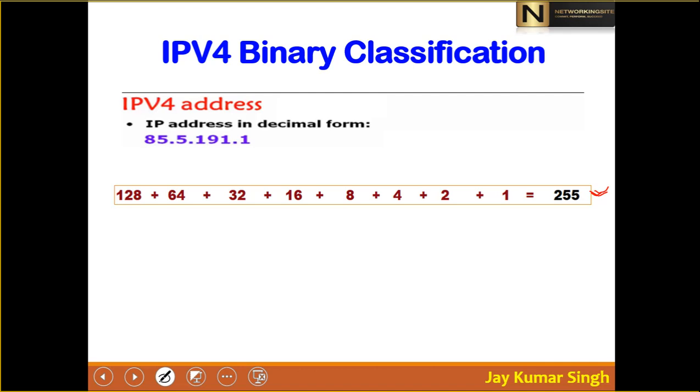See here. If I want 85, which numbers will I pick from here to make 85? Which number will we take from here to make 85? We will take 64.